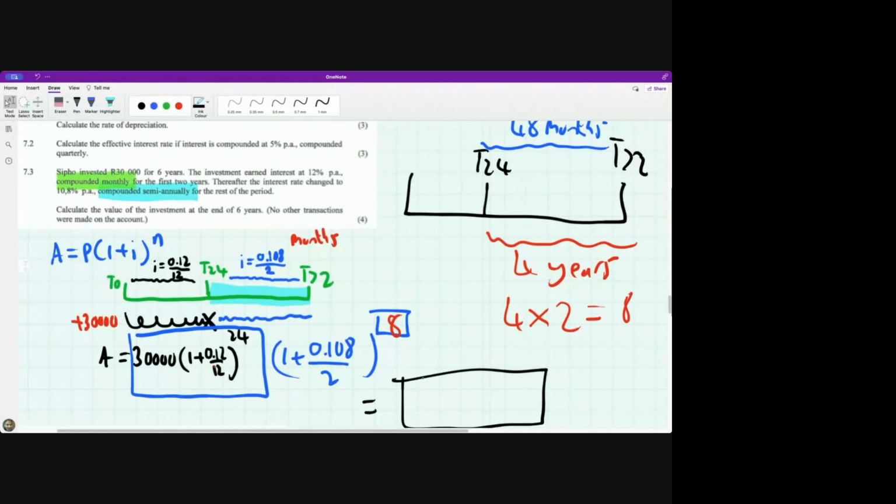I'm going to put this in my calculator now with you. So 30,000 times open bracket 1 plus fraction 0.12 over 12 close bracket to the power of 24, bring it down, times open bracket 1 plus new fraction 0.108 over 2, move to the end, close bracket to the power of 8, and what am I going to get? I get 58,017.51.